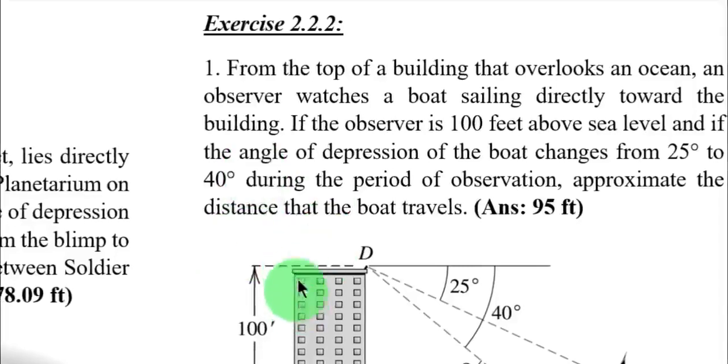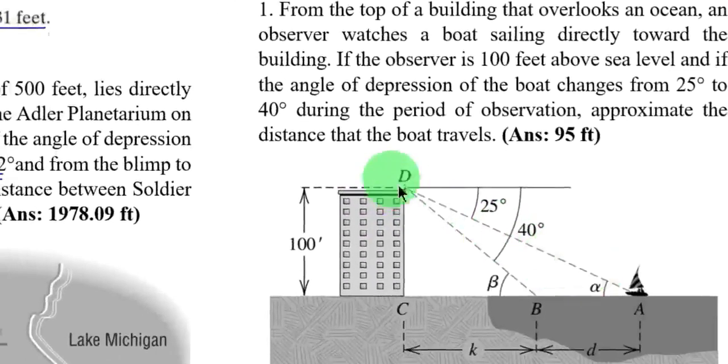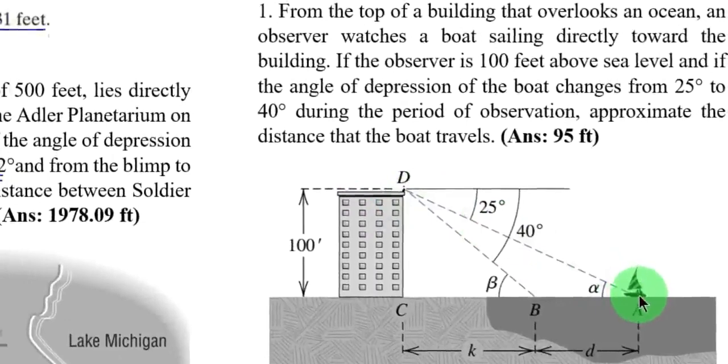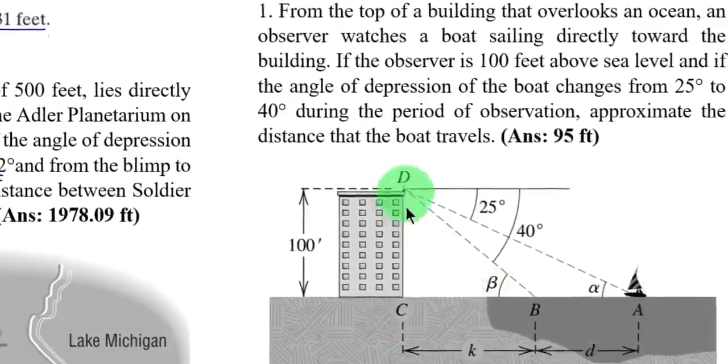Assuming this is your building, and from the top of the building, this is your point of observation. You are at the top of the building and you are observing a boat. Let us assume that the boat is here at position A. Anyway, you can denote any letters to denote the vertex or edge of the figure.